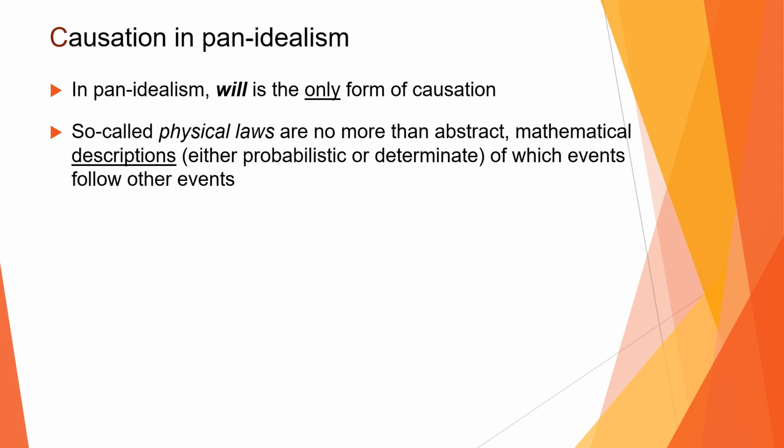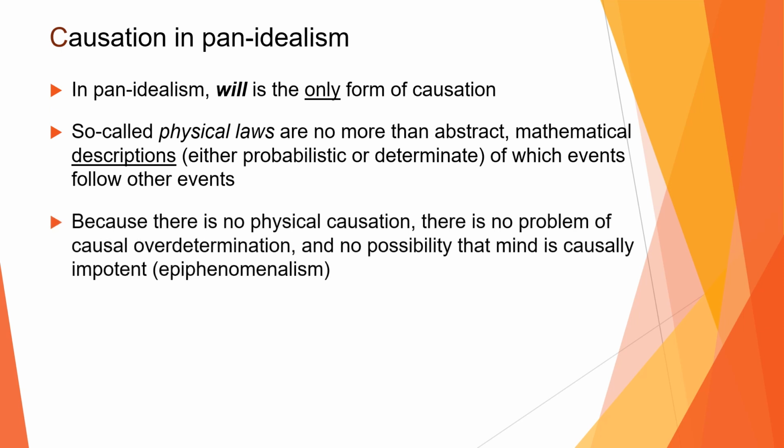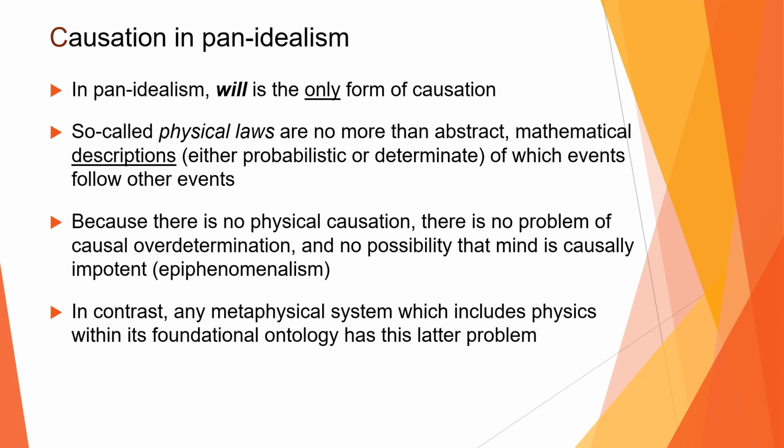So-called physical laws are no more than abstract mathematical descriptions of which events follow other events. These laws might either be probabilistic or deterministic. As there is no physical causation, there's no problem of causal overdetermination. And so there's no possibility that mind is causally impotent, technically called epiphenomenalism. In contrast, any metaphysical system which includes physics within its foundational ontology has this latter problem.